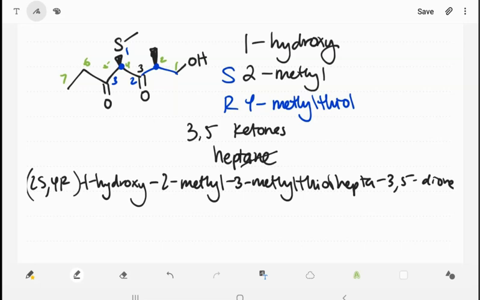Isn't naming things fun? I thought so. All the other rules still apply. You can have a heptadiene-dione. You can have all these crazy things. So all the same rules happen here. Okay, so that's how we're going to name these guys. Any questions on the naming part before we start talking about some of the reactions?